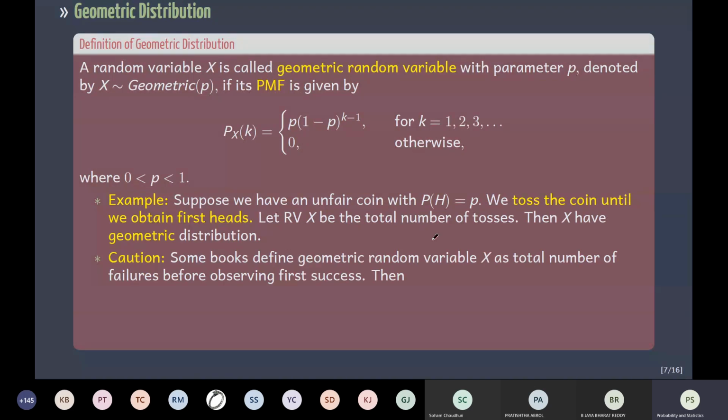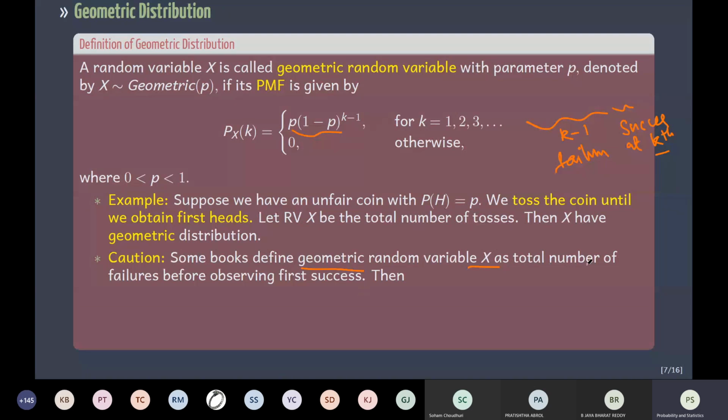Some books also define the geometric random variable as the total number of failures before observing the first success. As I said, it could be success or failure. So let us say how many failures you had. If we translate this, it means k minus 1 failures and success at the kth step.